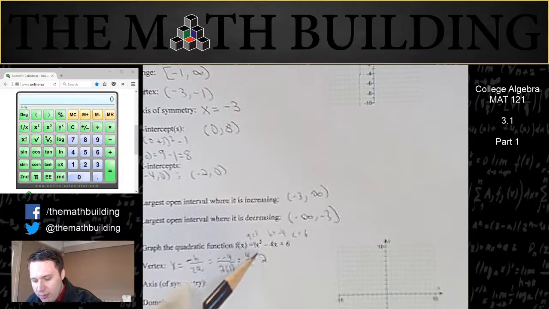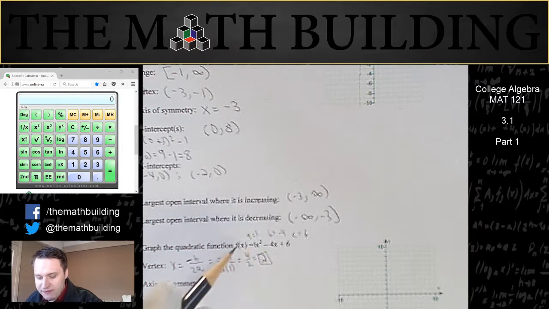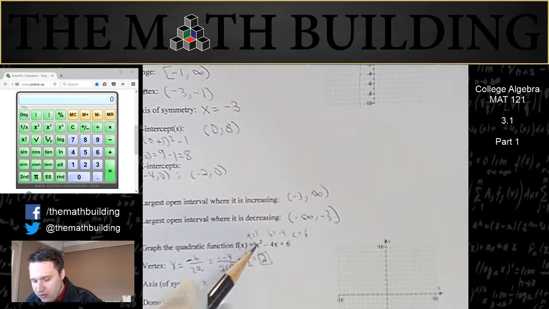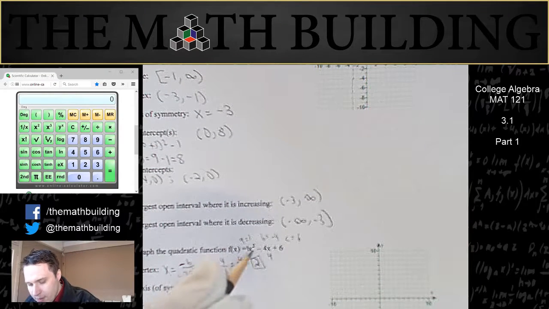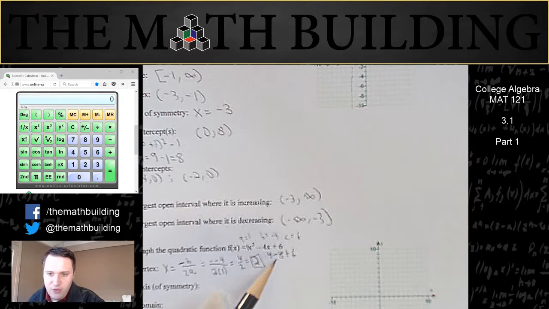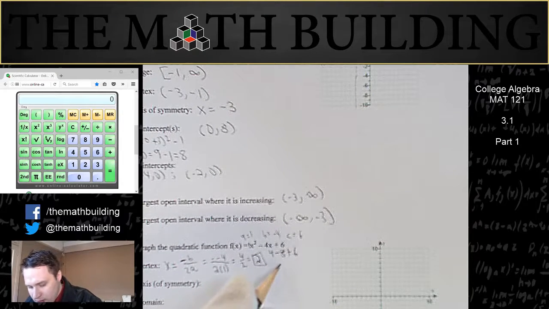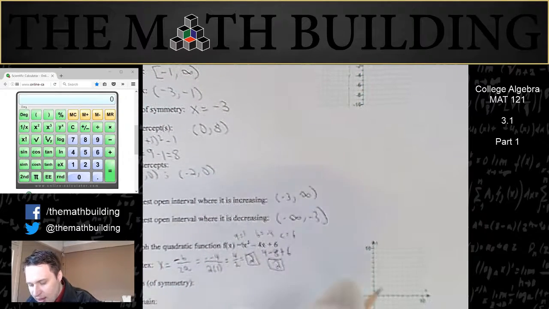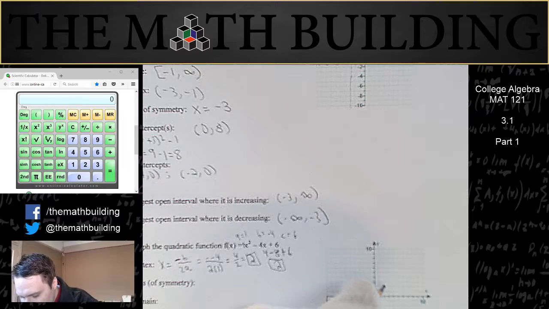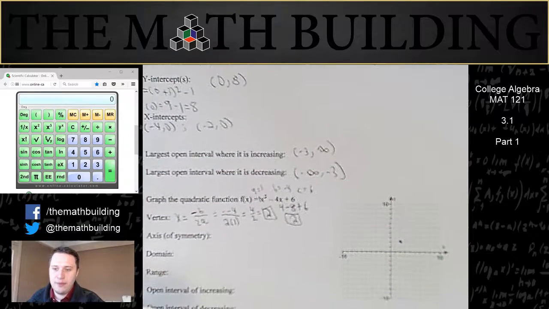The way you find the y part of the vertex is you just take this number and plug it in and find out what y is equal to. So 2 squared is 4, minus 4 times 2 is minus 8, plus 6. So 4 minus 8 is negative 4, plus 6 is 2. So in this case, we got kind of lucky. Our vertex is going to be the point 2 comma 2, right there.